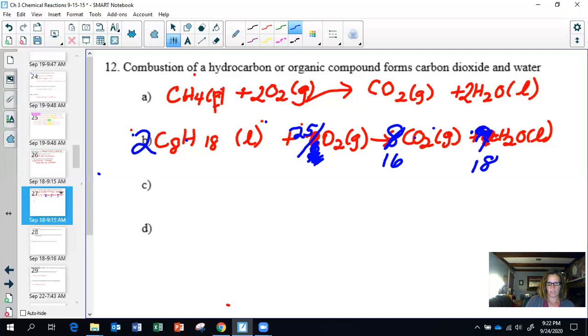Now you're going to pause the video again, and you're going to write the equation for the combustion of glucose, C6H12O6.